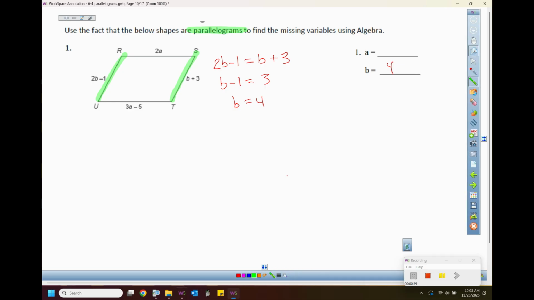I got the other set of opposite sides, and I could set those equal to each other as well. So 2a equals 3a minus 5. I need to move this 3a over so I have something on this side. So 2a take away 3a is a negative a, and that leaves a negative 5. Then we divide both sides by a negative, and a turned out to be 5 in that case. So those are the opposite sides of a parallelogram. They have to be the same.